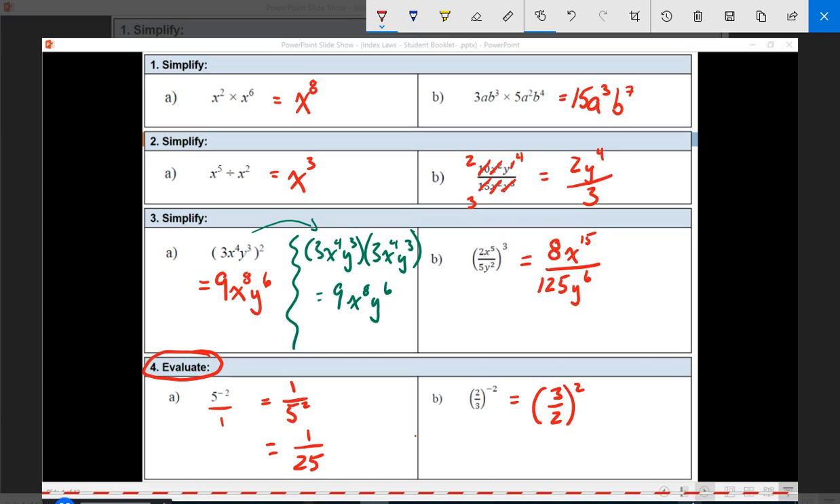Now, gentlemen, I need to distribute that 2 through, so that's 9 over 4. I have to distribute the squared through. I have to square the 3 and the 2. And that just equals, what's that? 2 and a quarter? 2 and a quarter.